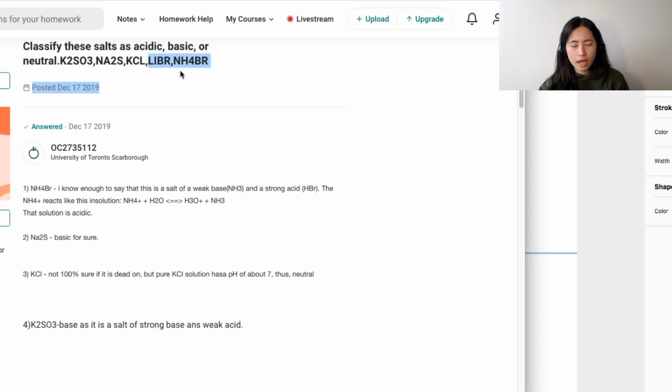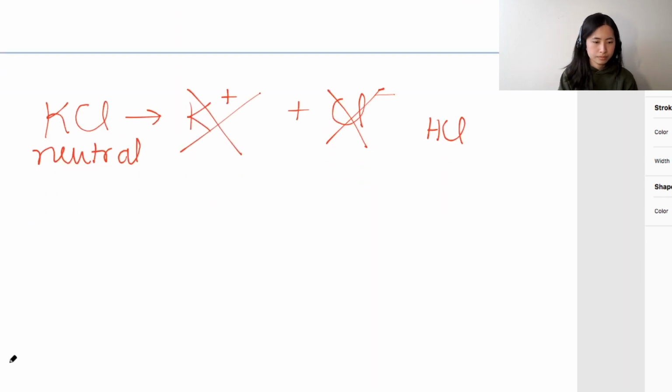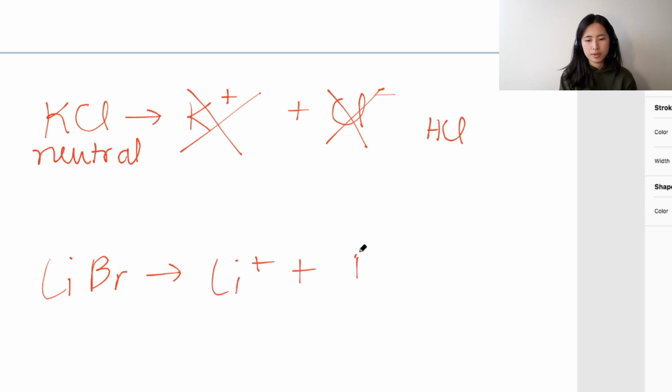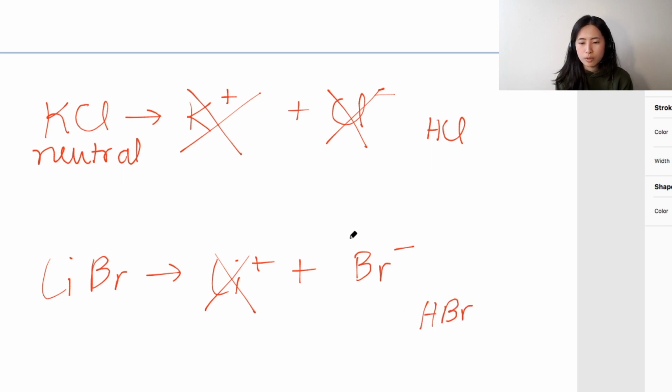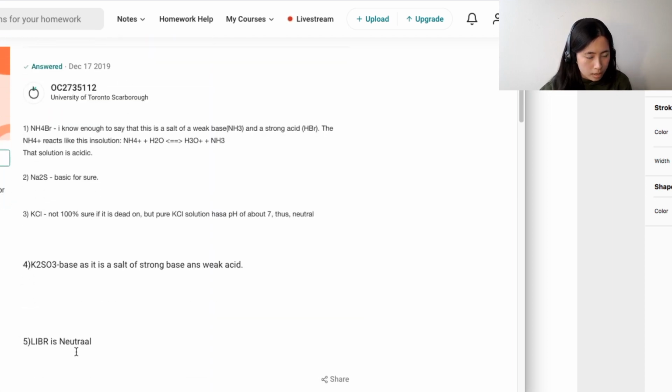Let's move on to these two, LiBr and NH4Br. Okay, so we have LiBr. Again, Li is lithium, and this is Br minus. So lithium is a metal cation with a positive charge, therefore it's not going to participate in hydrolysis. On the other hand, if you're looking at Br minus, this Br is a part of a strong acid, and that's HBr, right? So HBr is a strong acid, therefore this is not going to participate in hydrolysis. So that's why this is neutral. Okay, let's check what they wrote. And LiBr is neutral, yeah.